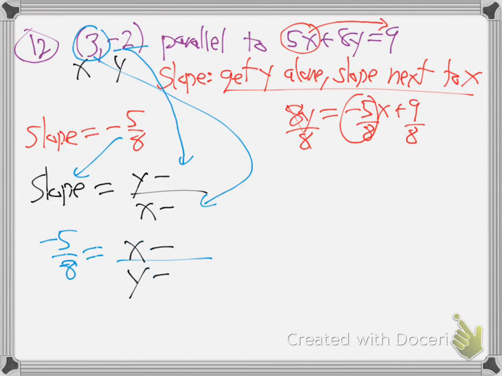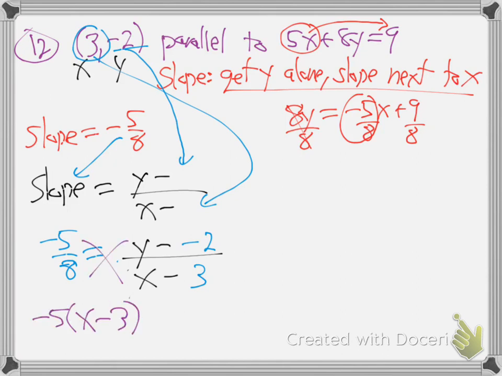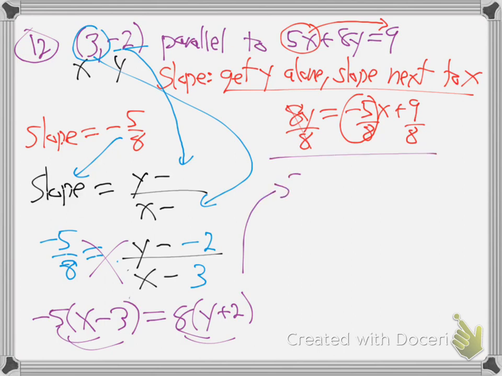x minus y minus. I get the x value of 3, the y value of -. Whoops, what am I doing? The y's go on the top. I just reversed that. Try that again. Y is on the top, x is on the bottom. So -2 on the top, 3 on the bottom. There we go. And now we go, what? Diagonal. -5 times x minus 3 is 8 times y plus 2. Distribute. Bring it over here. -5x plus 15 is 8y plus 16.